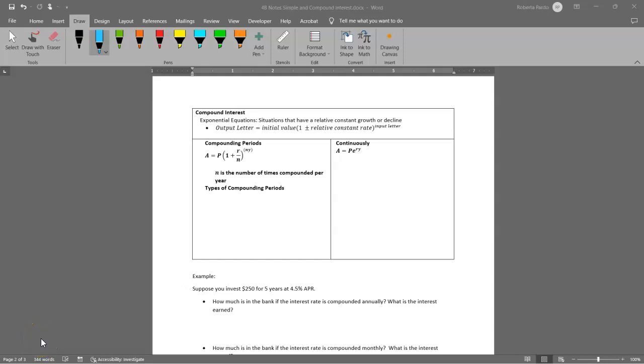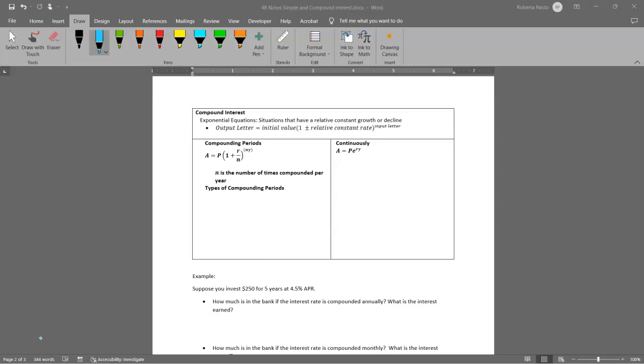Compound interest is the other way to do lump sum savings. Compound interest is an exponential equation, and it actually comes in two different forms. It comes in terms of compounding periods, and there's a formula for this particular one. And then we also have compounding continuously, which has a different formula. But you'll notice that they both have an exponent attached to them, and so that's why this is an exponential equation. And it's just modified from the original one.